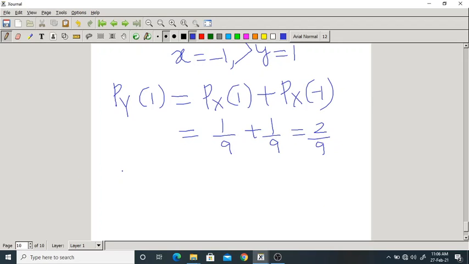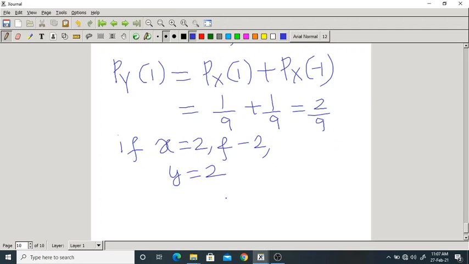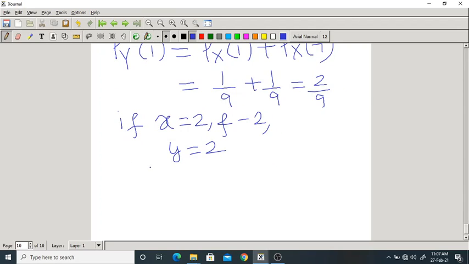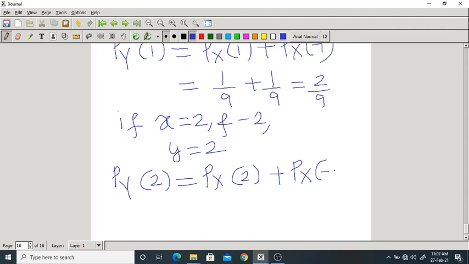Now, if x equal to 2 and -2, then y equal to what? 2. Which means for y equal to 2, we have two possibilities of x. What are they? 2 and -2. So that's why Py of 2 equal to Px of 2 plus Px of -2, which means again 2 by 9.